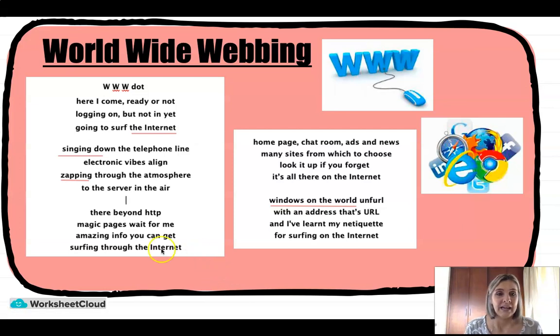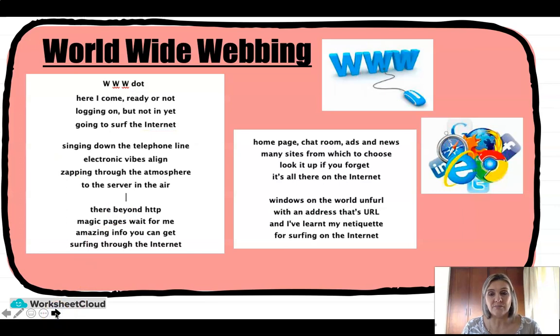Okay, so singing down the telephone line, electric vibes align. The internet can't sing down the telephone line. They can't sing. So that's an example of a human quality, personification. Good. Zapping through the atmosphere. Good. That was an easy one. That zap sound, you can actually almost hear the electricity through the line. And then windows on the world unfurl. There's your example of alliteration, windows and world. And obviously our heading was an example of that as well. Worldwide webbing. Great.